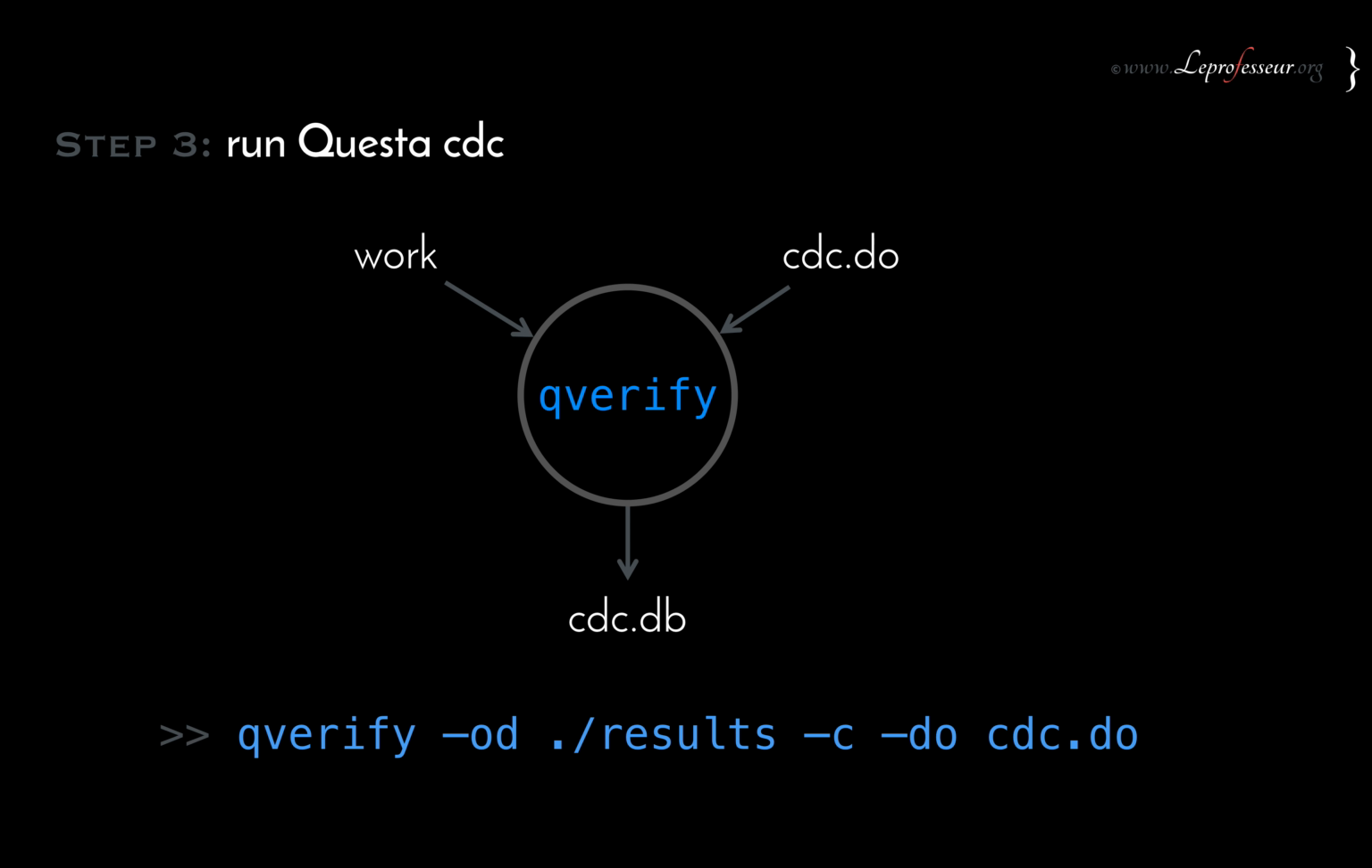Very simple. qverify -od says output directory. Log is default. I would say put it in the results directory. -c says the command mode. -do is the preferences file or the do file, which has the preferences for the tool and other constraints and settings for the tool. Good, very simple.